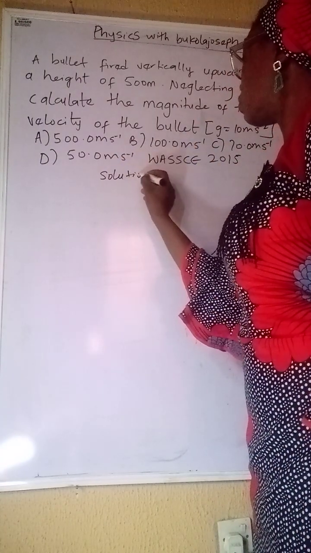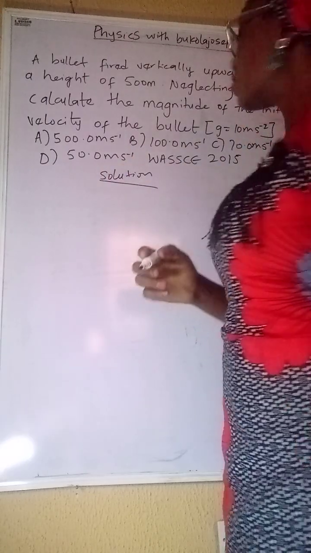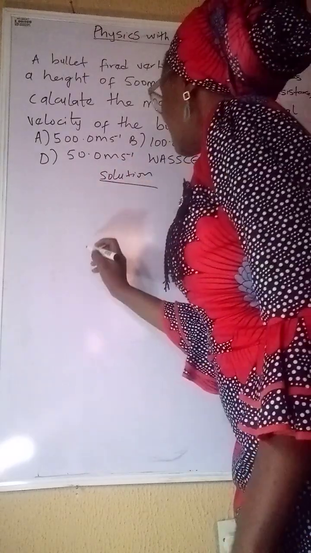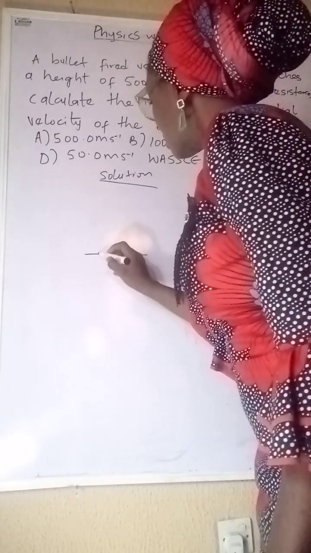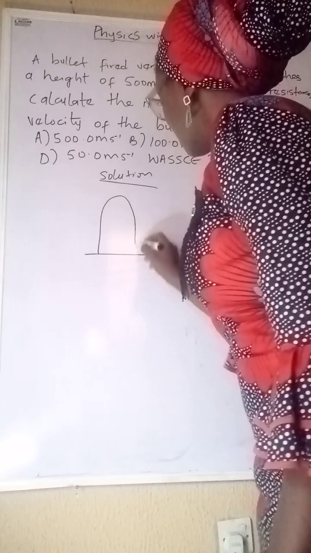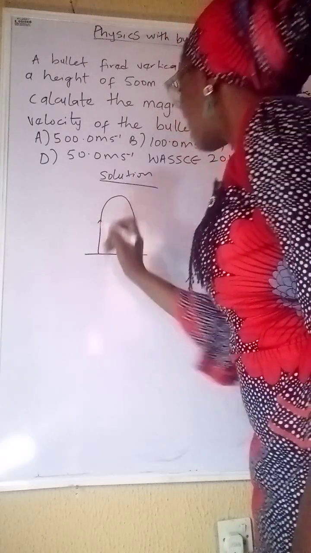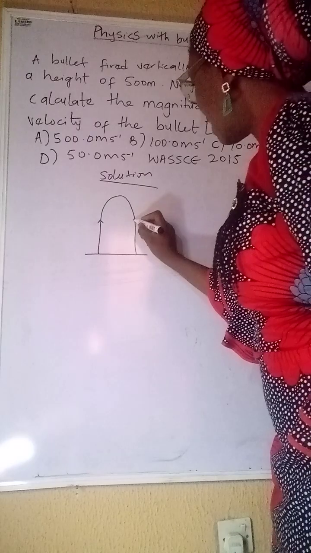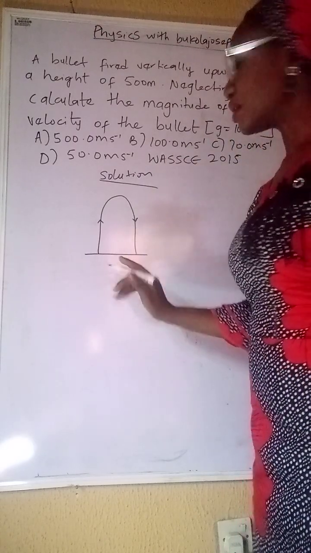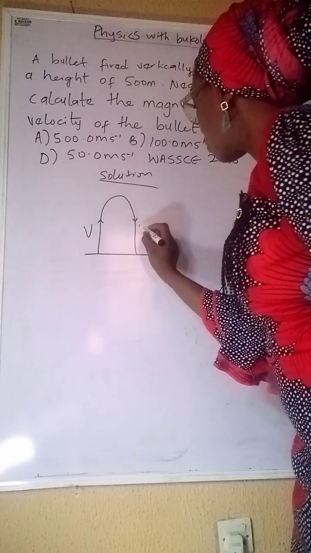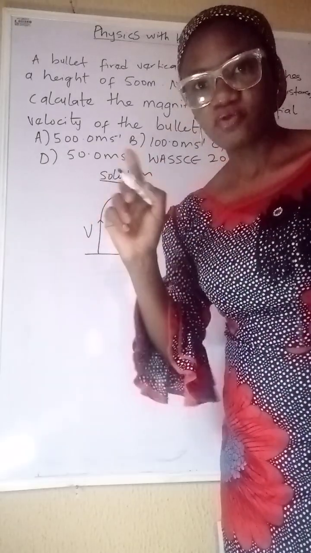Usually I like to do a refresher before solving the problem. Once you are faced with this kind of question, you draw this first. You put an arrow going up, then an arrow coming down. Once you are through with this, then you put V and U on it.